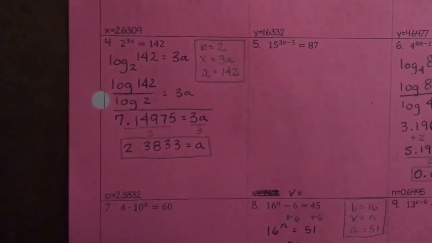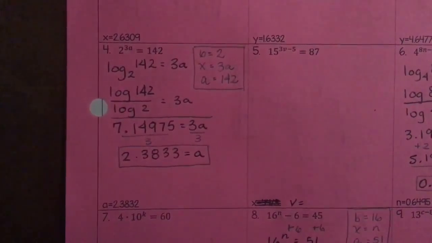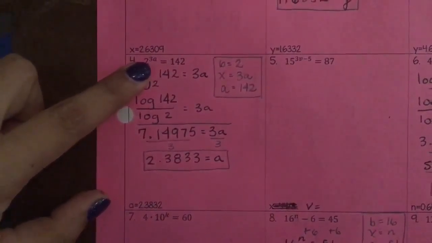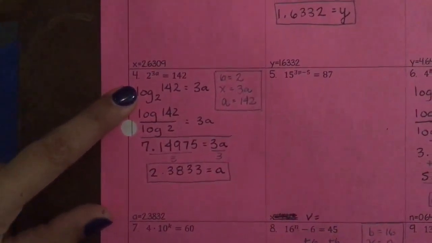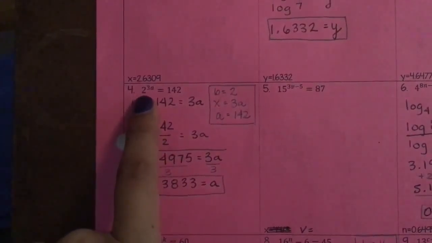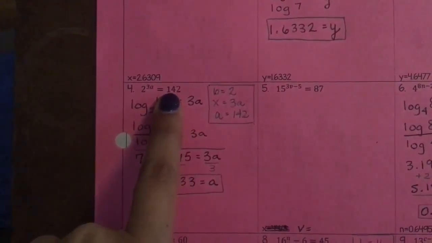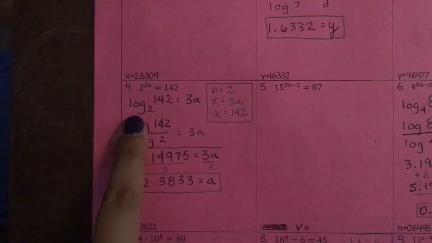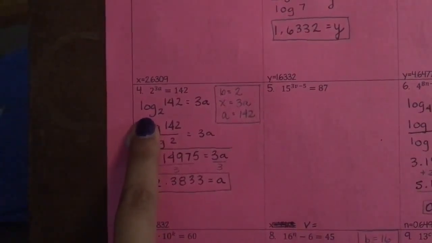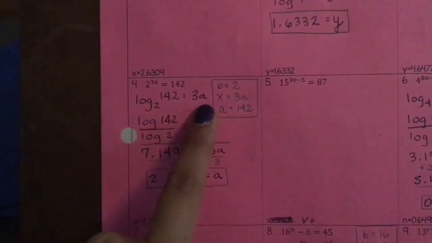The next even problem is problem number 4. Our first step is to isolate our exponential expression, which in this case is 2 to the 3a power, and is already isolated. Using this expression, we can identify the base, which is 2, the exponent, which is 3a, and the answer, which is 142, and rewrite this in logarithmic form. Rewritten, this reads log base 2 of 142 equals 3a.